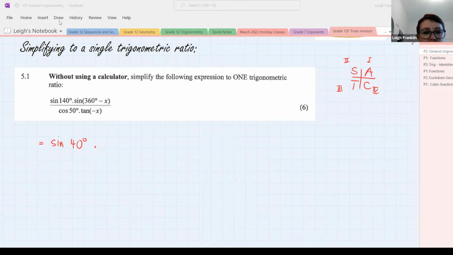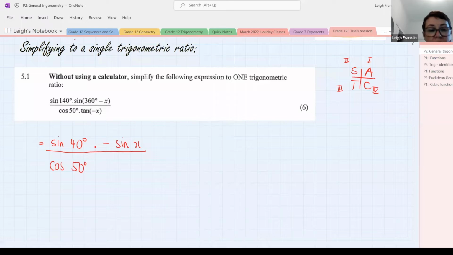Indeed. Good stuff. Well done. Negative sine x, because we're working in quadrant 4. Lovely. Well done, everybody. Good stuff. All over cos 50. We can't reduce that because it's already an acute angle. And what does tan minus x reduce to? Again, you can pop your answers into the chat. What does tan minus x reduce to? 100%. Okay, to minus tan x.